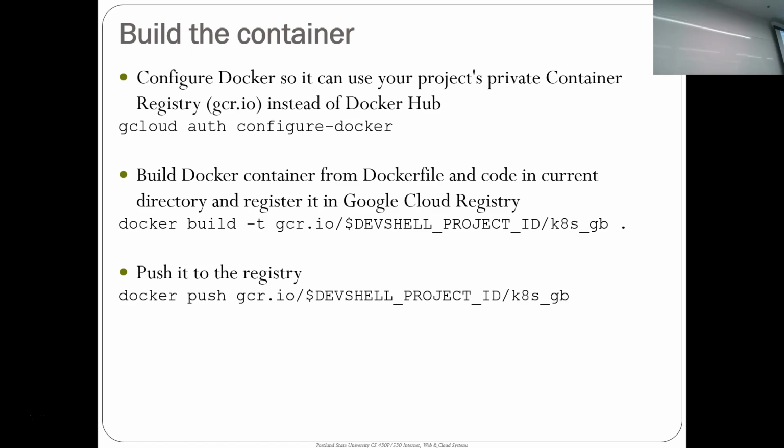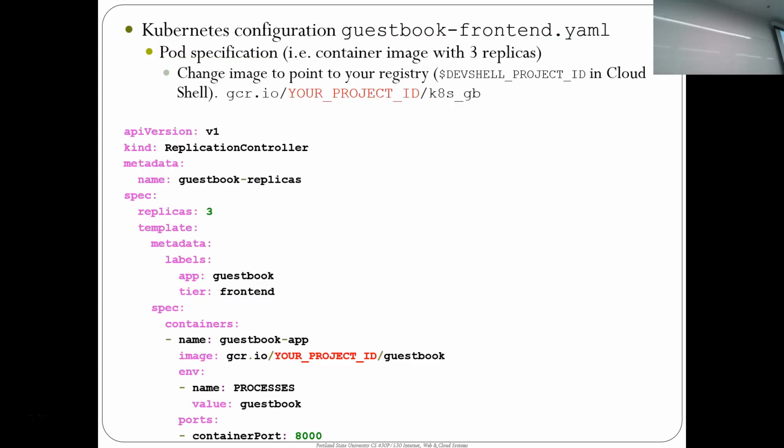Okay, so now I have this Kubernetes guestbook image in my registry, and note the name of it, because you're going to have to use this name in the YAML file when we specify the configuration. So here is the configuration.